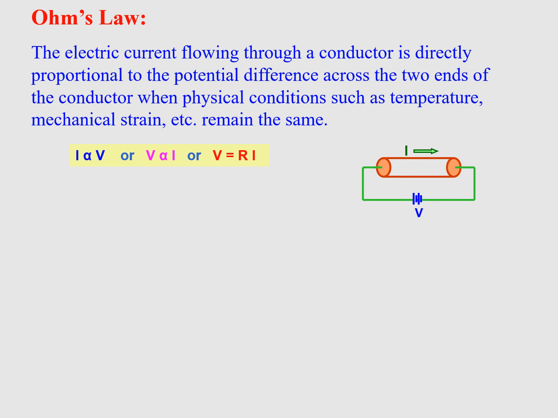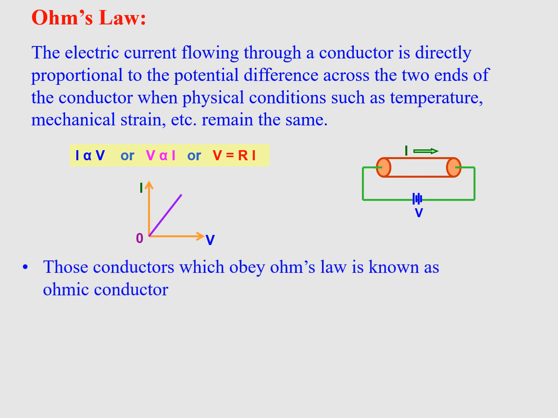I is directly proportional to V. Here the constant of proportionality is R, resistance. The graph between applied voltage and current is a straight line because there is a direct relation between voltage and current. When we increase the voltage, current increases. As we have already discussed in drift velocity, by increasing voltage, drift velocity increases, and due to the increase in drift velocity, current also increases.